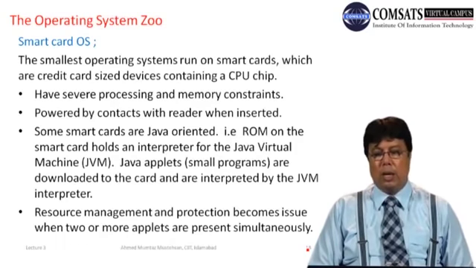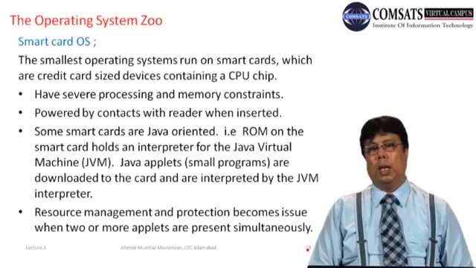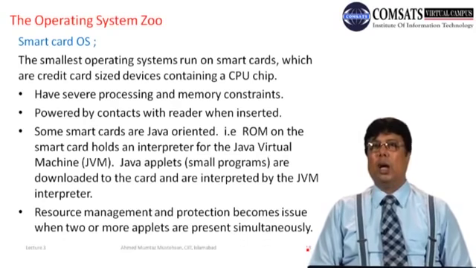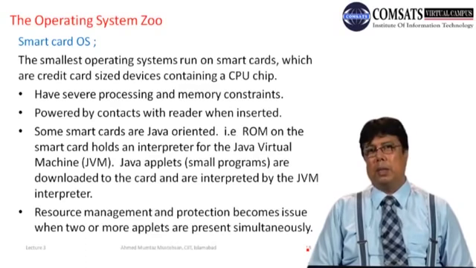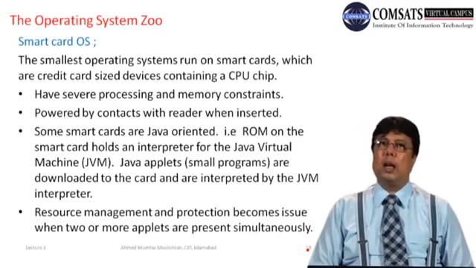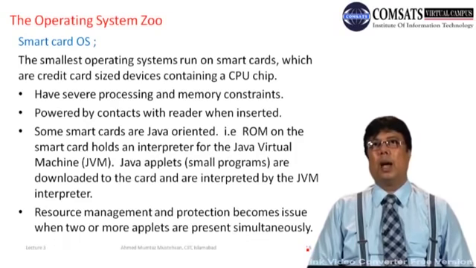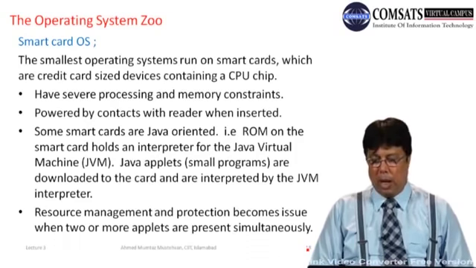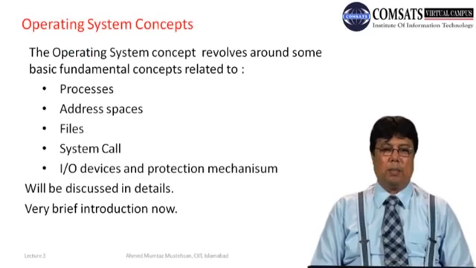machine. So the resource management and protection becomes a problem if two applets are simultaneously made active. So the JVM needs to be very careful, or the environment needs to be very careful, क्योंकि sometimes we put multiple tasks or multiple Java applets जो है system is capable of handling that. तो ऐसी भी situation आ सकती है where two applets have been loaded. अगर दो applets loaded हैं then we need to isolate both from one another. Okay, so these are the different flavors that we talked about of the operating system.